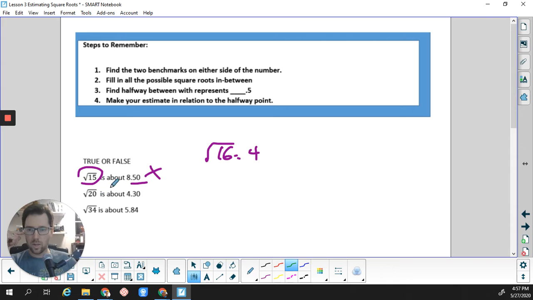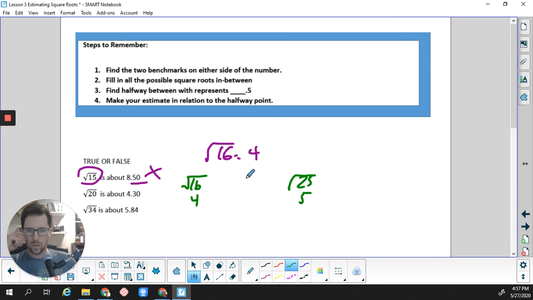The square root of 20 is about 4.3. Okay, so we know below the square root would be the perfect square 16. On the high end up here, what would the next closest be? 25. Correct. Good job. And the square root of that would be 4, as we saw up here. Square root of this would be 5. So let's take a look and see.